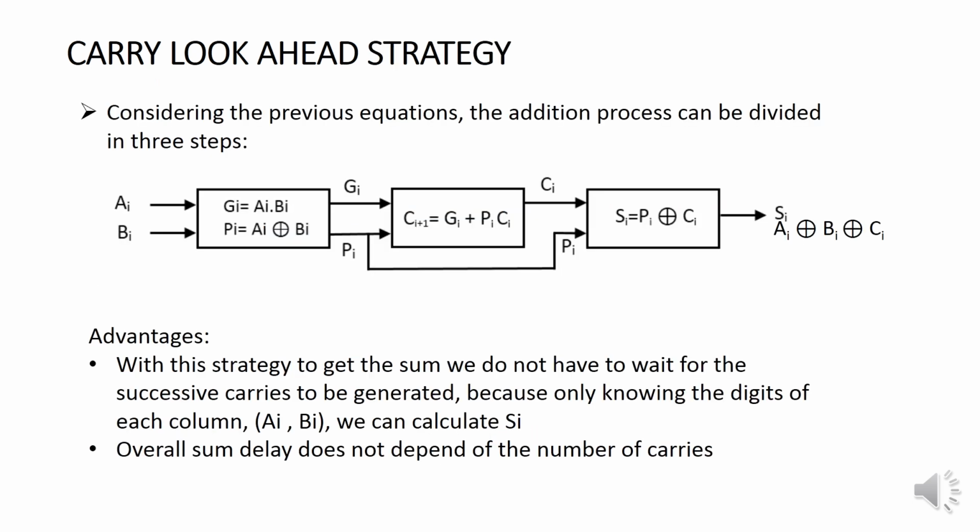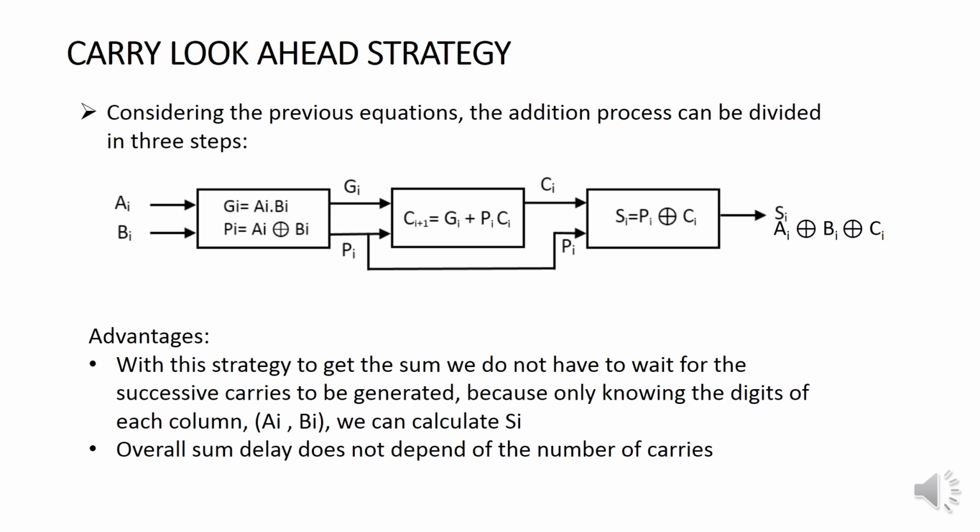So, considering these scenarios that we just defined, our strategy is to divide the addition process in 3 steps corresponding to each of these equations. First step, second step, third step. In the first step, from A and B we get G and P. In the second step, from G and P, using the combined equation, we get C. And with C and P taken from here, we get the sum. Because the sum in a full adder is always the exclusive OR of A, B and C.